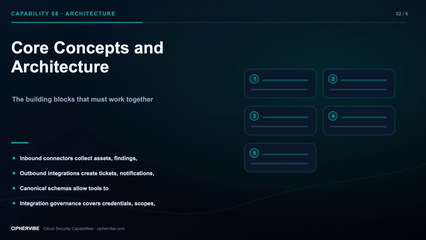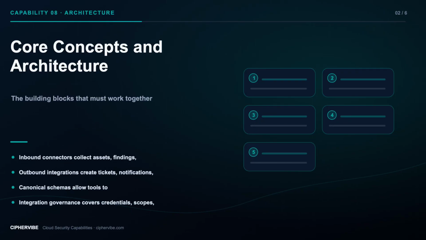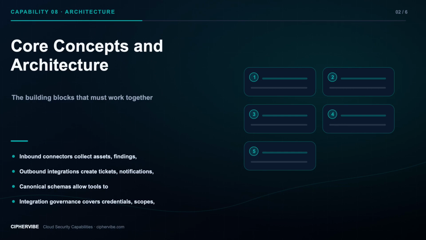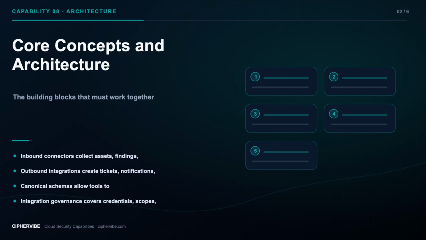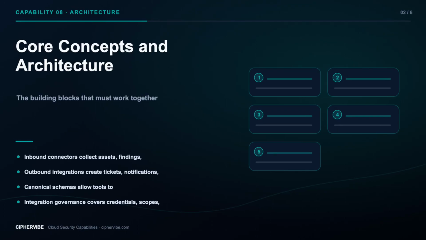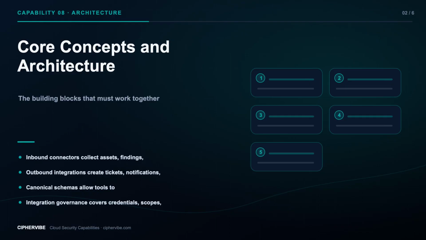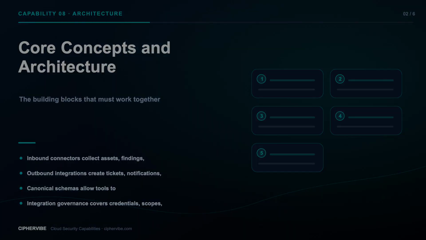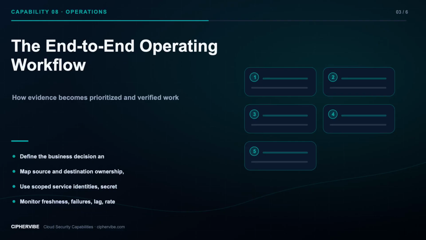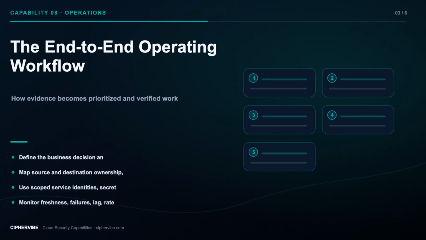Trust boundaries deserve equal attention. Identify where data crosses accounts, tenants, regions, vendors, privilege levels, and administrative domains, then apply authentication, authorization, validation, encryption, and audit controls at those boundaries. A useful operating model for integrations and ecosystem follows a repeatable evidence lifecycle.